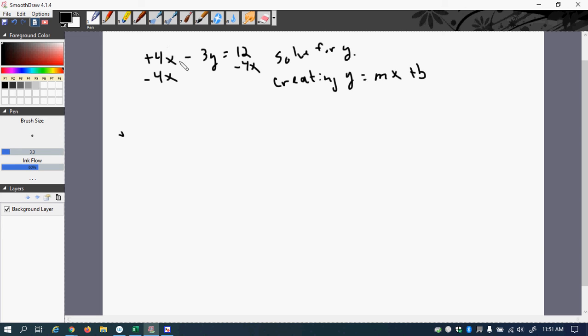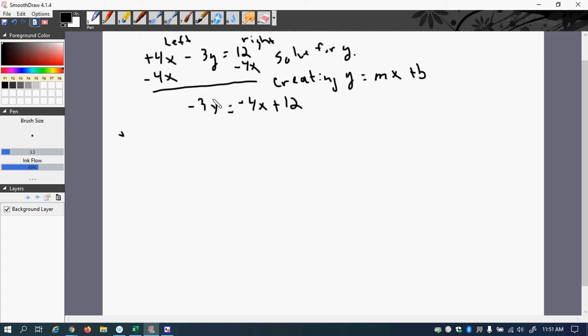This side is the left side, and over here is the right side of the equation. I always have to make sure that what I'm changing is done on both sides. So now I have negative 3y equals negative 4x plus 12. I can't combine these because x is with the 4 and there's no x with the 12, so they're not like terms, so I have to leave it this way.